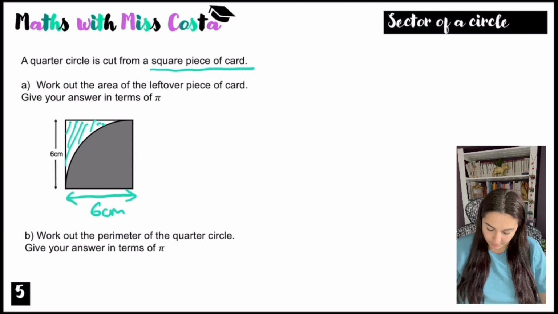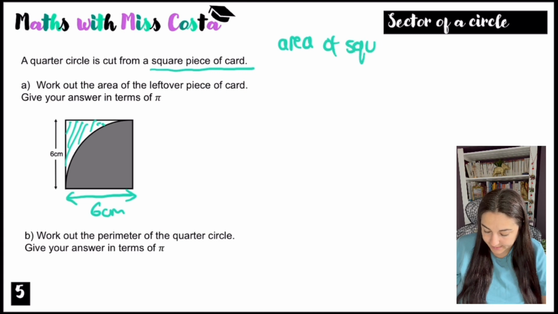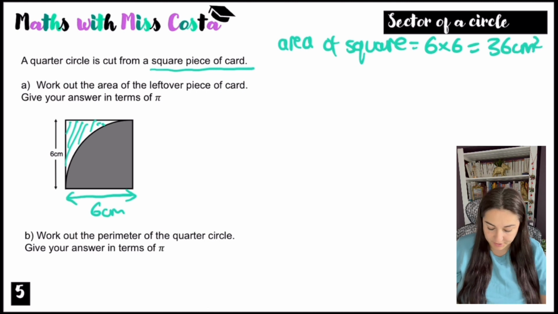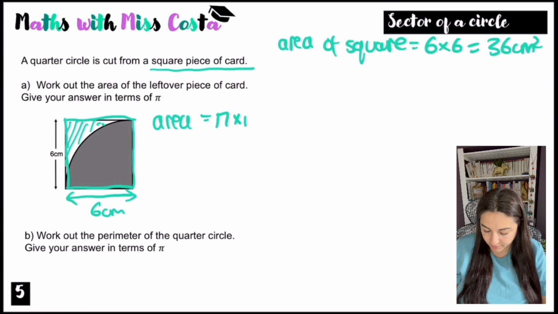So let's see what I can work out first. In order to work out the area of the leftover piece, I need to work out the area of the total thing. So the area of the square would simply be 6 times 6, which is 36 centimetres squared. So I know that the total area of everything is 36 centimetres squared. Now I need to work out the area of the sector of the circle. So how do I work out the area of a circle? Well, the formula for the area of a circle is pi times by radius squared. Now what's the radius of this circle?